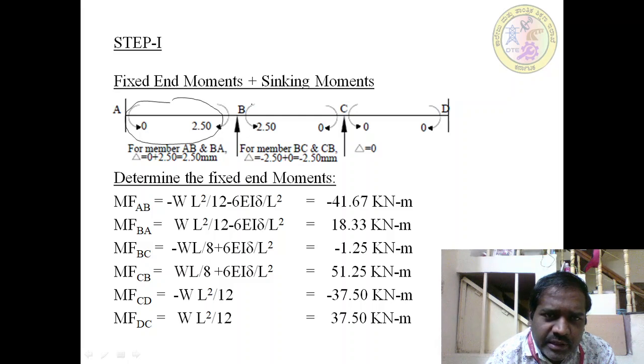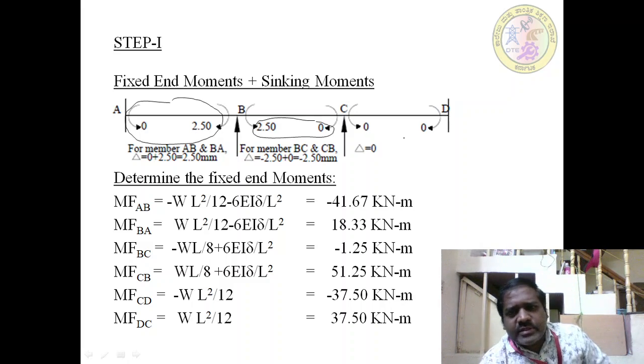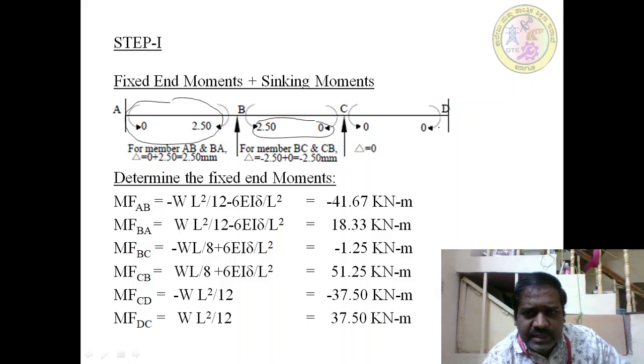Now come to here. These standard directions are very important. Minus 2.5 plus 0, minus 2.5 plus 0. So it will be minus 2.5 for members BC and CB. Here there is no sink at C, so both the values are 0. So delta will be 0.